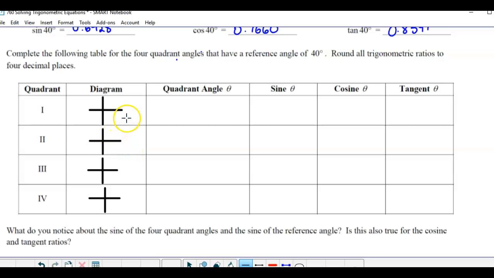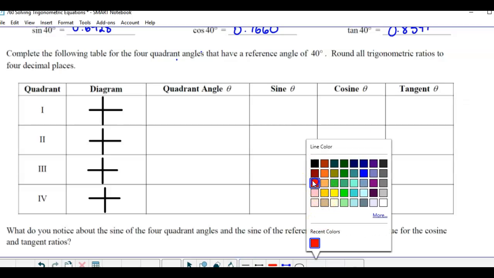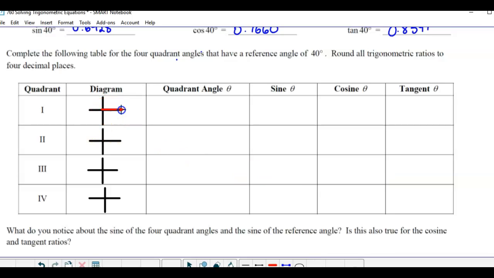And so if we have a reference angle and our terminal arm has to be in the first quadrant, I'm going to do all of my diagrams first to get them all done. So initial arm and then 40 degrees kind of about there, terminal arm. If it's in the second quadrant, so initial arm and reference angle of 40, it would be in the second quadrant like that approximately. Then initial arm and then the third quadrant, something like that. And then the fourth, something like that.